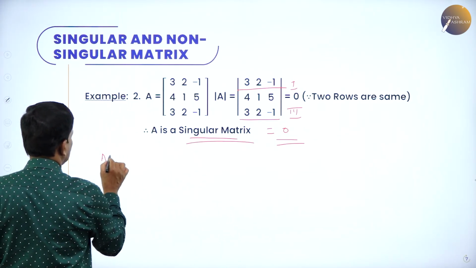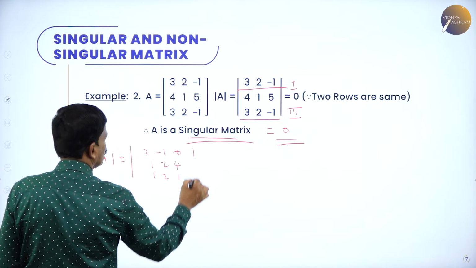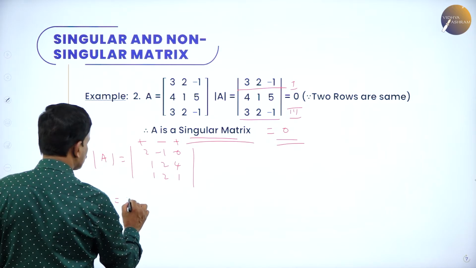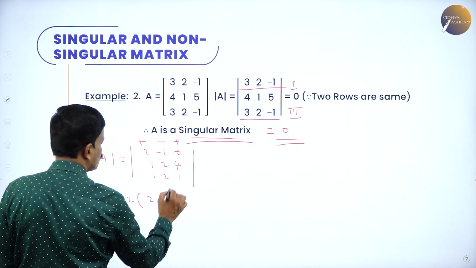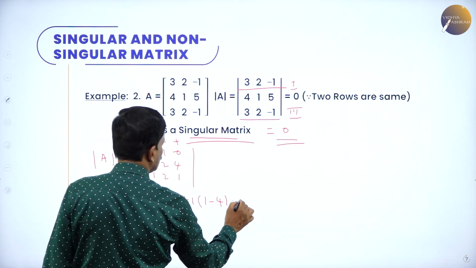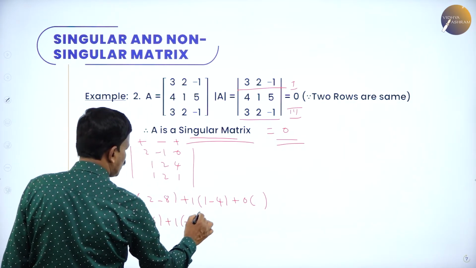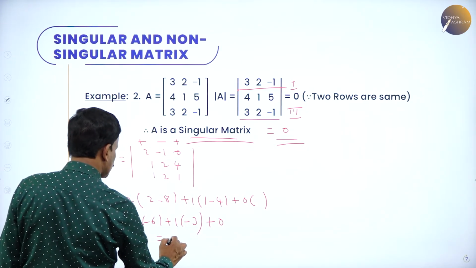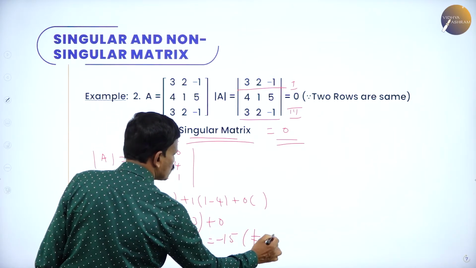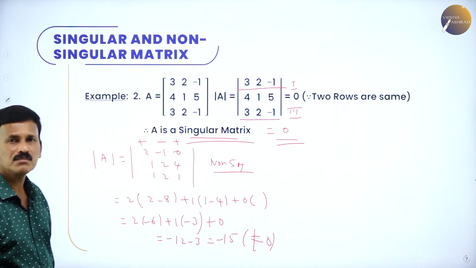Let me take one more example. Determinant of A is equal to determinant 2, minus 1, 0, 1, 2, 4, 1, 2, 1. Now, let us check whether it is a singular or non-singular matrix. Simplify this. 2 into 2 1s are 2, minus 2 4s are 8, minus into minus plus 1 into 1 into 1 is 1 minus 4, plus 0 into any number is 0. So this is 2 into minus 6 plus 1 into minus 3 plus 0. This is equal to 2 6 are 12 minus 3, equal to minus 15, not equal to 0. Therefore, this is a non-singular matrix.